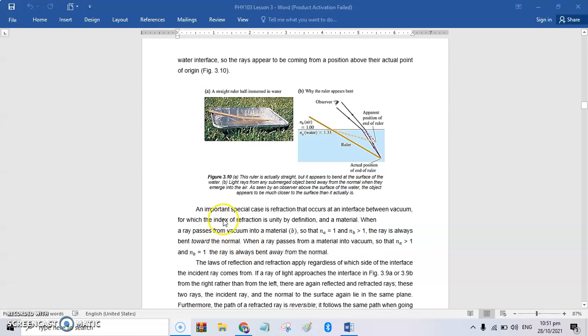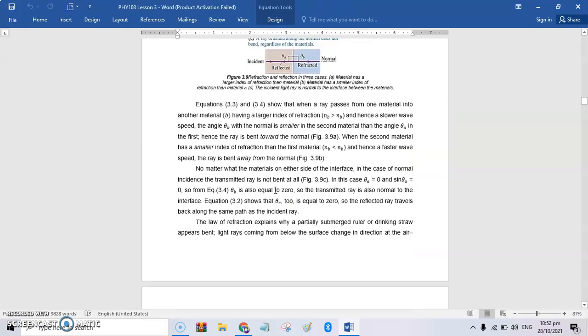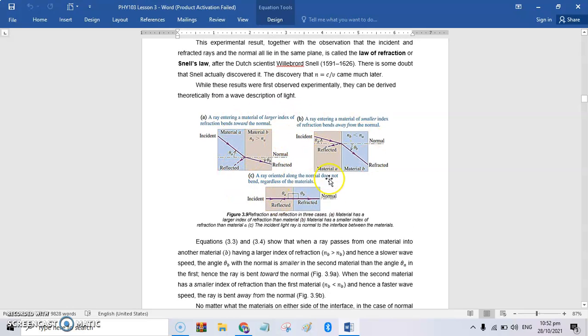Okay? An important special case is refraction that occurs at an interface between vacuum, for which the index of refraction is unity by definition, and a material. When a ray passes from vacuum into a material, so that NA is equal to 1 and NB is greater than 1, the ray is always bent toward the normal. When a ray passes from a material into vacuum, so that NA is greater than 1 and NB is 1, the ray is always bent away from the normal. Again, this explains this figure 3.9.